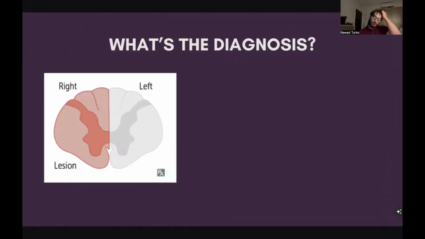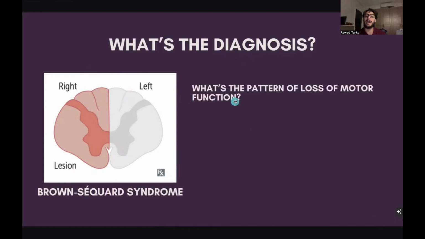All right. So what's the diagnosis here? Well, there's a spinal cord lesion affecting the entire right side of the spinal cord. So this is a Brown-Séquard syndrome, which is another way of saying this is a complete hemisection of the spinal cord. What's the pattern of loss of motor function? Again, this is at the level of the spinal cord.